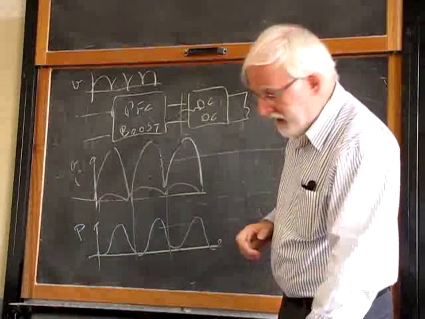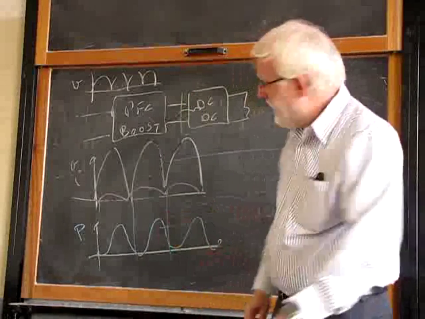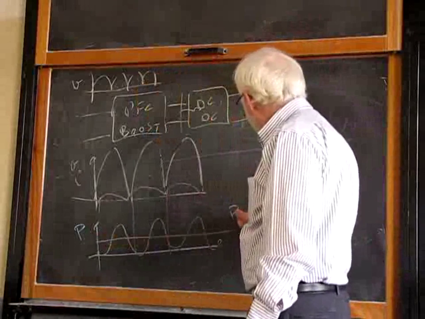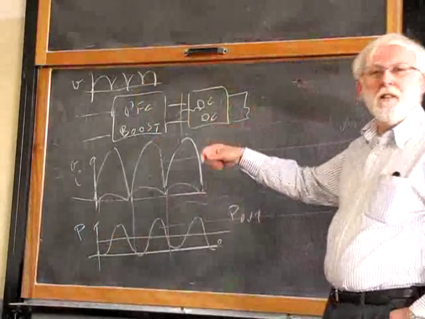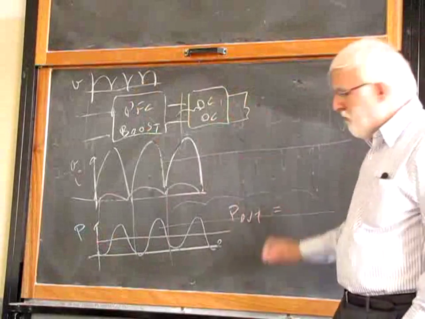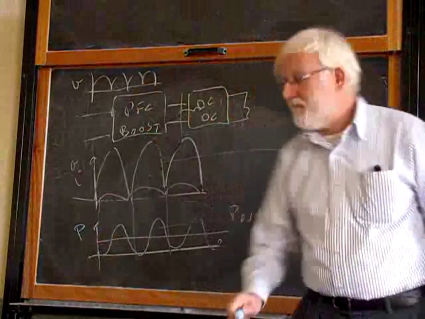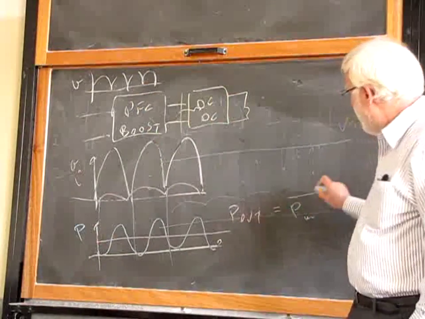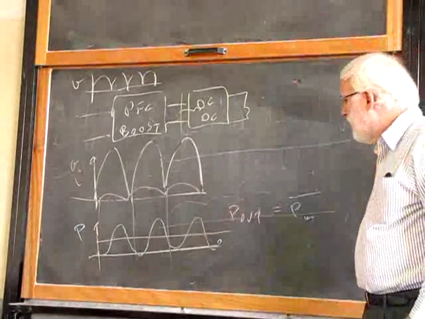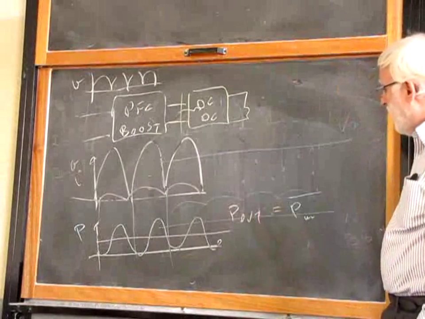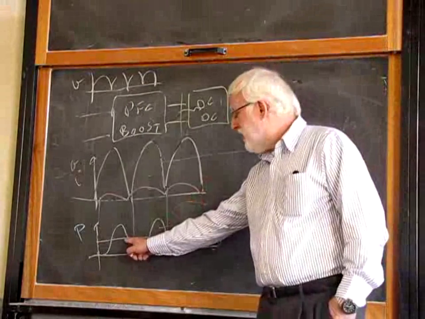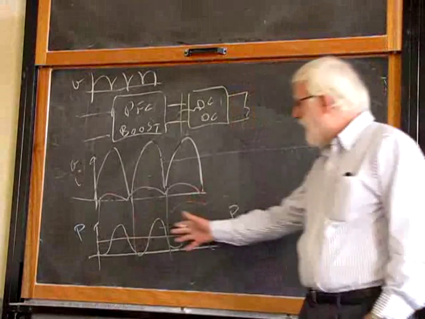So, if you look at many cycles, you can tell me that the output power that you have over here, if we neglect efficiencies, equals the average input power. Because you cannot borrow power from nowhere. The output power is the average of the input power, if you average it over many cycles.